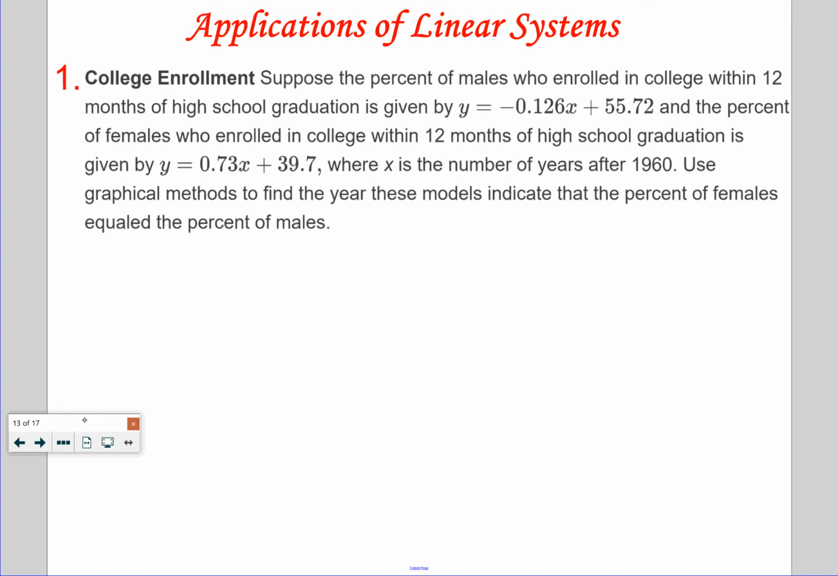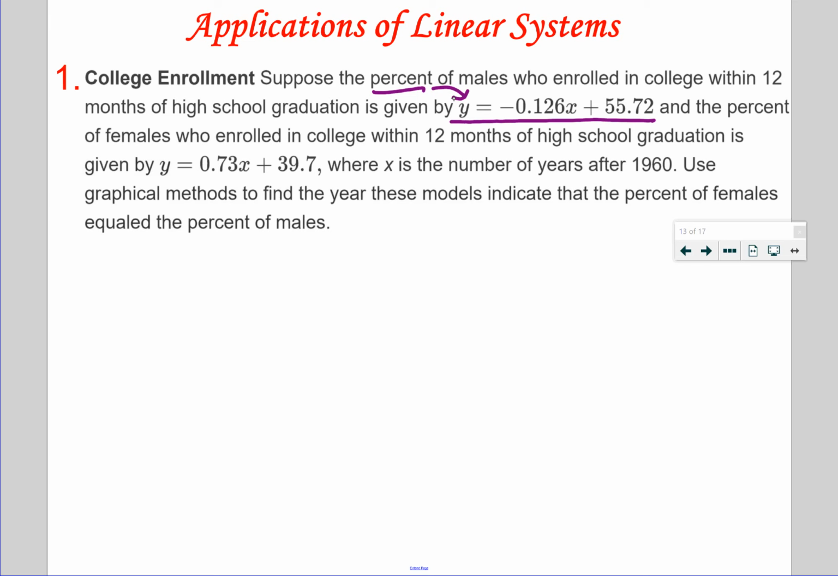All right, the last thing we're going to do in this lesson is we're going to look at a couple of application real-life situations where you would use linear systems. The first example is about college enrollment. Suppose the percent of males enrolled in college within 12 months of high school graduation is given by the following equation. So y is the percent, and we have negative 0.126x plus 55.72.